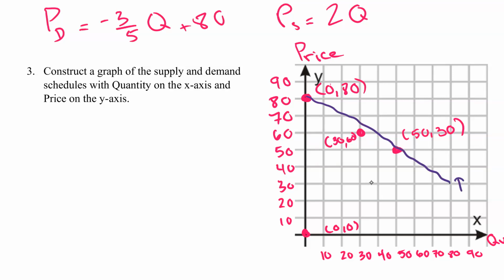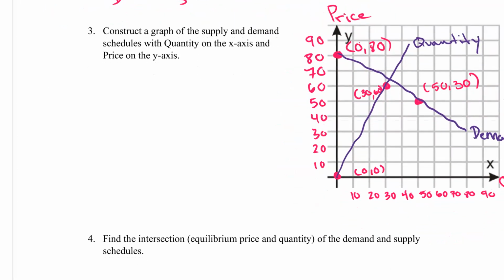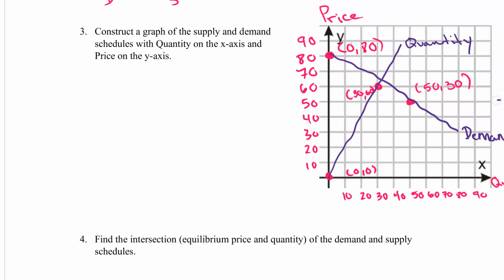So this downward sloping one is our demand, and the upward sloping one is our quantity. All right, so we can't easily read that intersection off of our graph, so we're going to have to find it by doing some math.